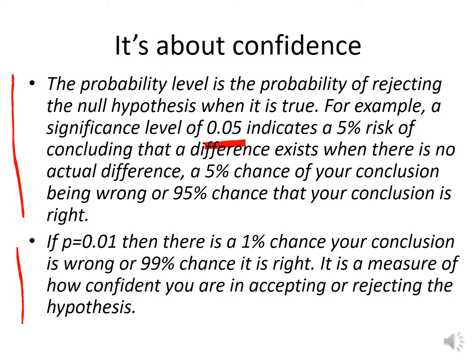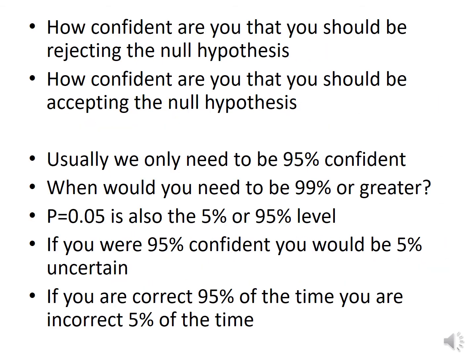Those critical values are calculated for you. You don't need to know anything about them unless you do maths. So how confident are we that you should be rejecting the null hypothesis? How confident are you that you should be accepting the null hypothesis? As I already said, usually we're 95% confident. For clinical trials, you would want to be a lot more confident than that, and they usually work to 0.001. It's a very small chance.